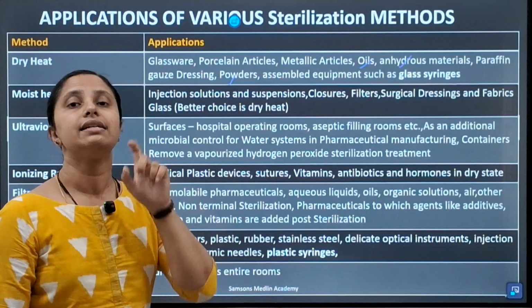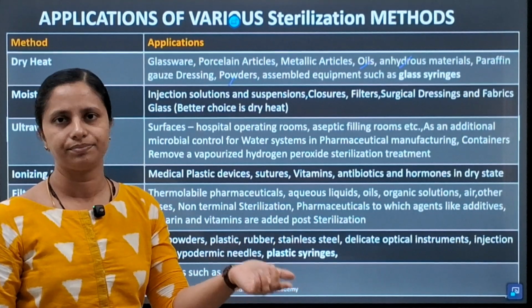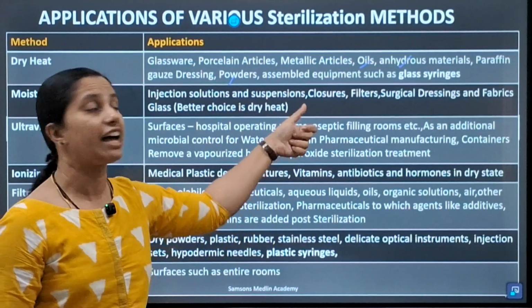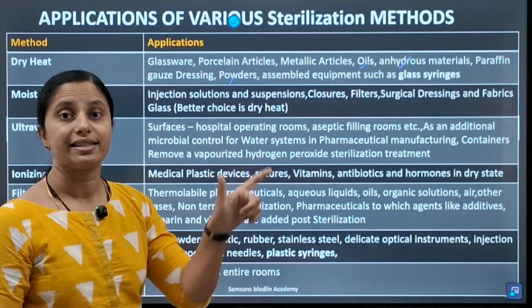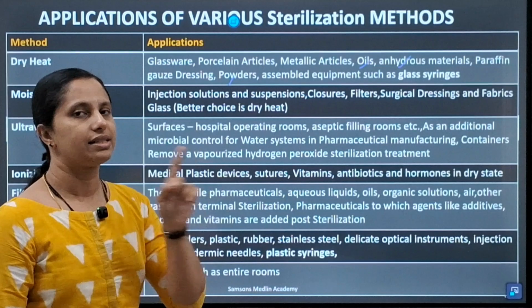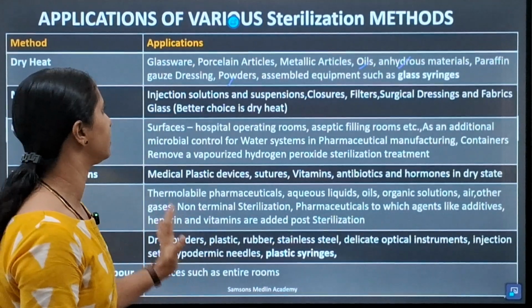Remember, generally surgical dressings cannot be sterilized by dry heat sterilization. Why, we will see later, but this is an exception: paraffin gauze dressing is a dressing that can be sterilized by dry heat sterilization. Generally surgical dressings cannot be sterilized by dry heat sterilization.